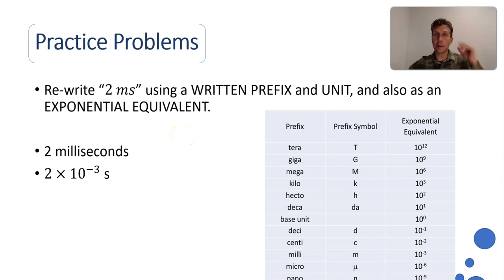Sometimes the homework questions are going to be asking for a written prefix and unit, and that looks like this. I wrote out the prefix and I wrote out the unit. And sometimes, like the last question, it's going to ask for the prefix and unit symbol, which would look like this. Megameters, Mm, or kilograms, kg.